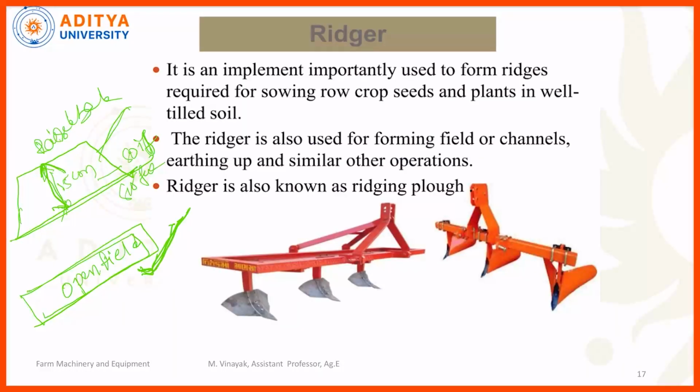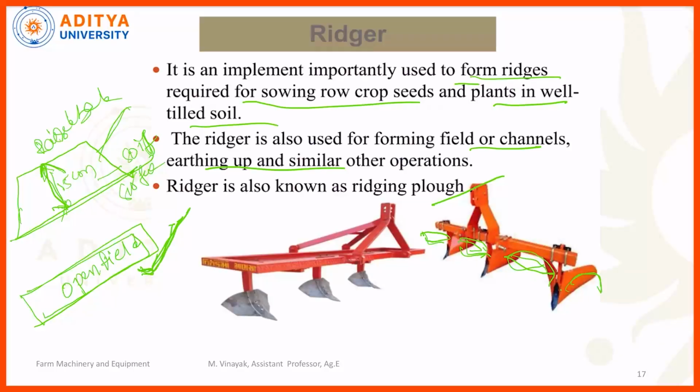Next is an important implement used on the farm: ridgers, required for sowing row crops and planting as well as tilling soil. Ridges are also used for forming field channels, earthing up, and similar operations. A ridger is also called a ridger plow. By using this plow, we can form one ridge here, another ridge here, and a small ridge here. Two complete ridges will be formed by using the 3-tine ridger.